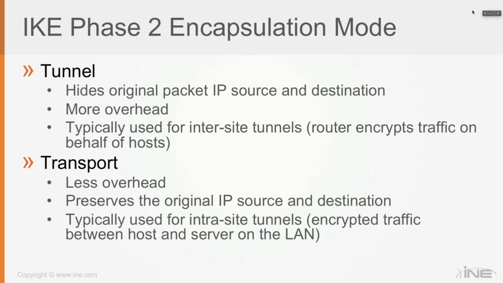Transport has less overhead because it doesn't add an additional IP header. It preserves the original IP header of the initial packet, before securing it. And it's typically used for intra-site tunnels, which means when you bring up an IPsec VPN tunnel between two hosts, not between two VPN gateways.